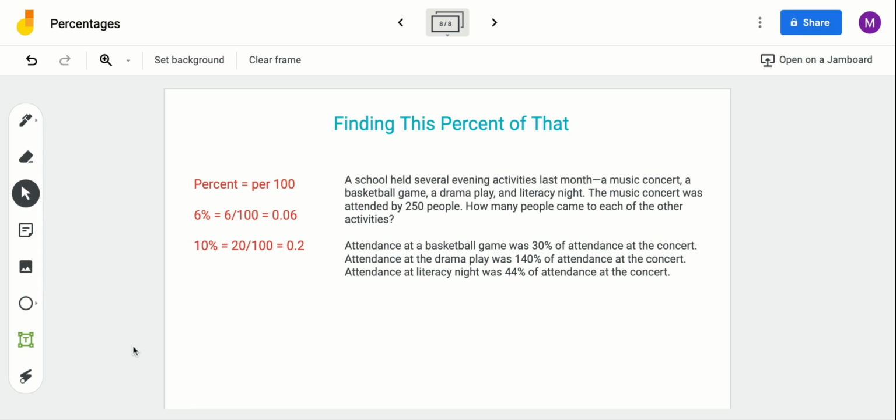Hi, this is Mrs. Cornitz, and today we're going to look at another way to find the percentage of a number. So far we've been using double number lines and we looked at tape diagrams to find out percentages. Today we're just going to use the percentage itself.